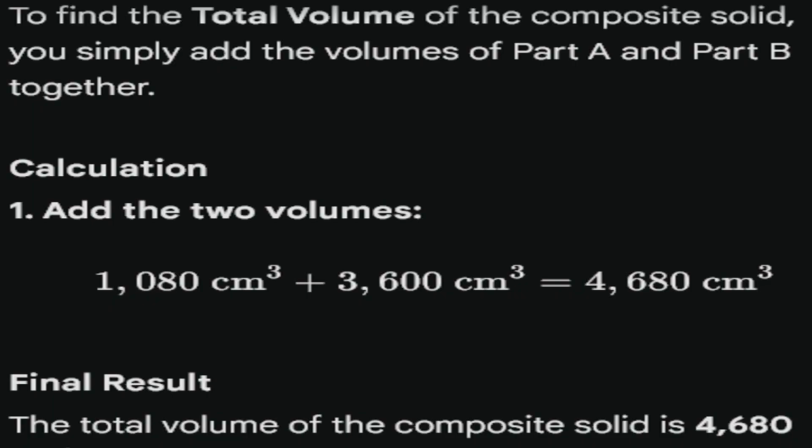When we add the volume of part A, which is 3,600 cubic centimeters, and part B, which is 1,080 cubic centimeters, we get 4,680 cubic centimeters. So volume of the composite solid is 4,680 cubic centimeters.